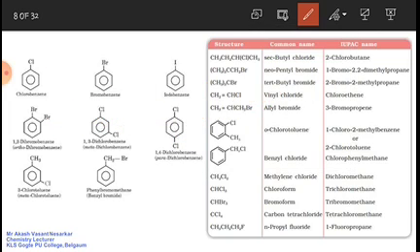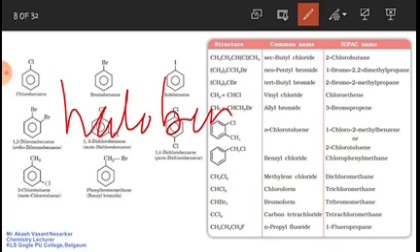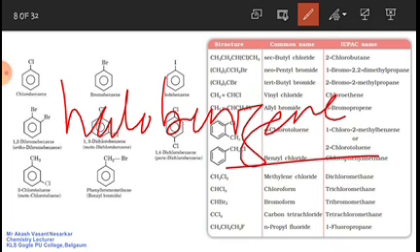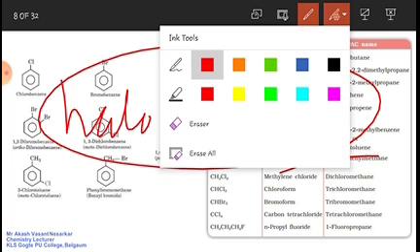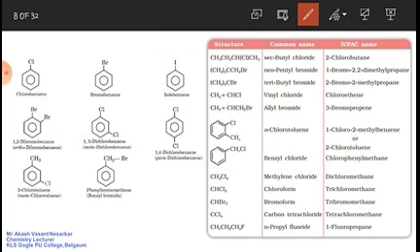Suppose if it is aryl halides, aryl means aromatic halogen group. Okay, then you have to name as halobenzene. So this is your aromatic nomenclature. Halobenzene you have to write if benzene ring is present or aromatic group. Now let us try some examples.